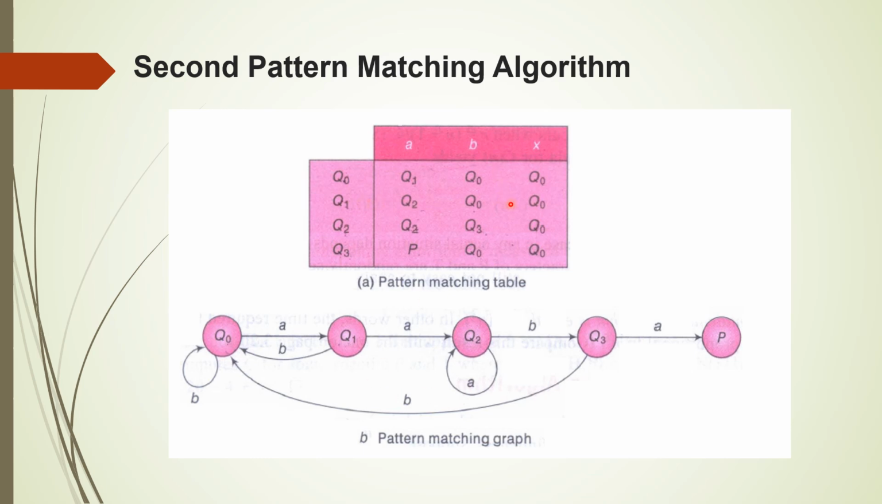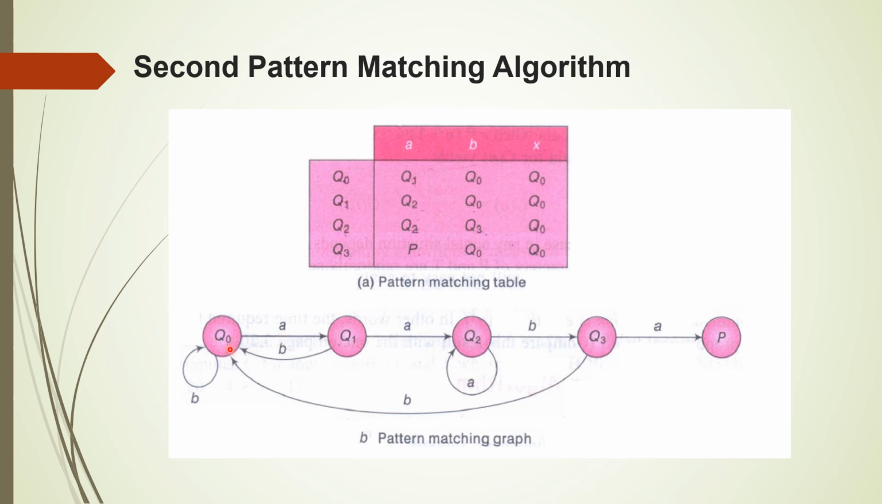So once the transition table is ready, then you apply the algorithm to find whether the pattern string is present in the text string or not. To do so, you have to pre-process the given input. Assume that you will be given the pattern AABA. So AABA is the pattern string, and for the given pattern string, you have to construct the transition diagram.